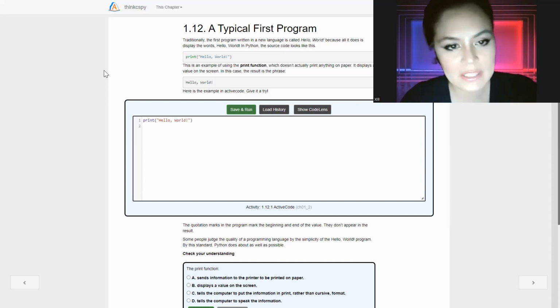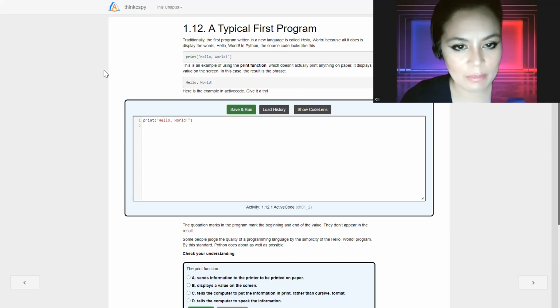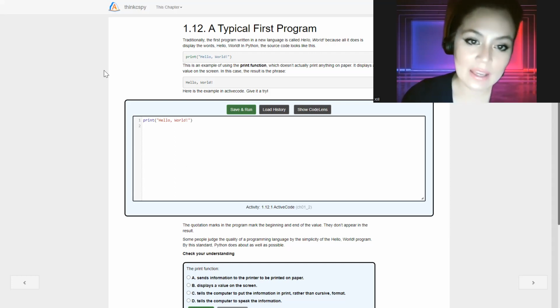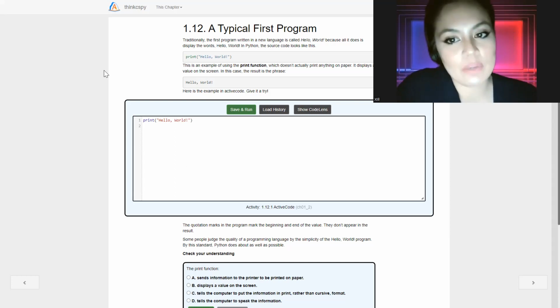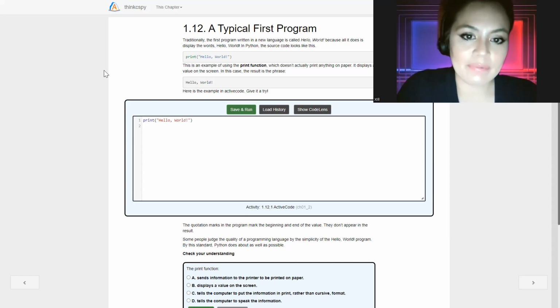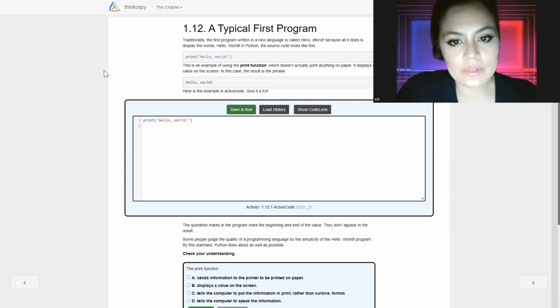So yeah, print, and then parentheses, quotation of hello, comma, world, exclamation. So this is an example of using the print function, which doesn't actually print anything on paper. It displays a value on the screen. In this case, the result is the phrase, hello world. So it's essentially giving a command to the program.